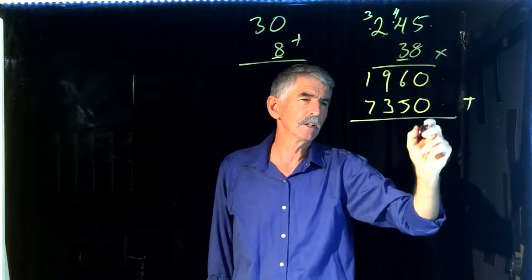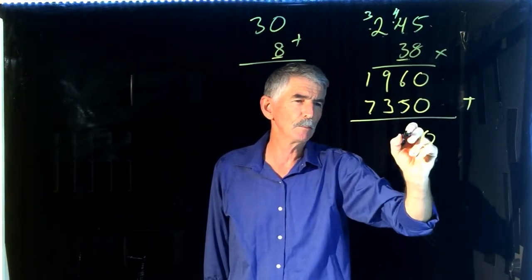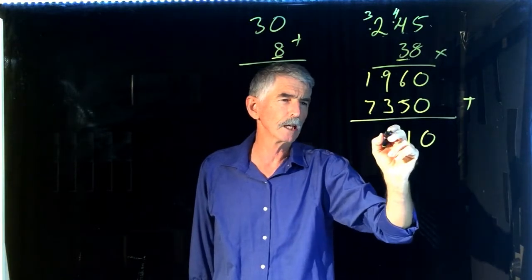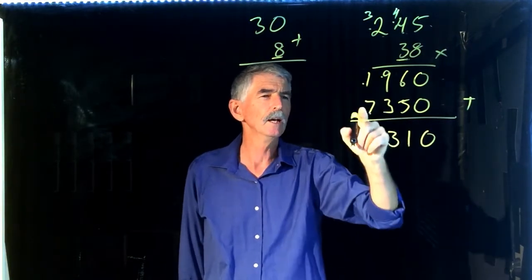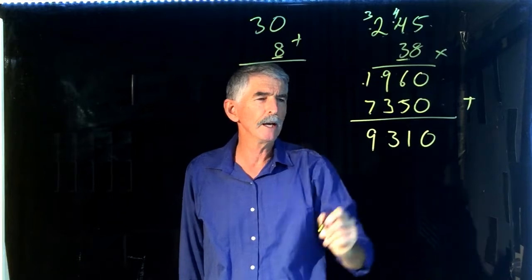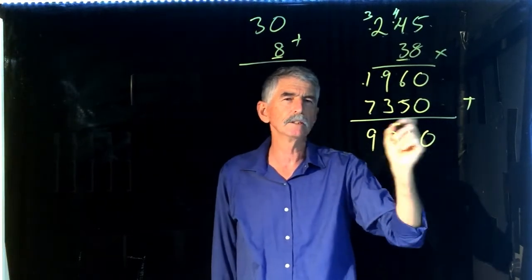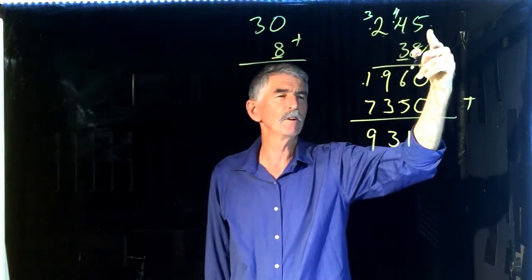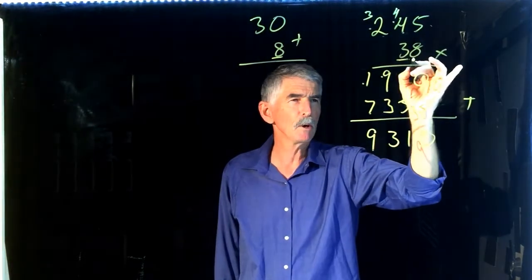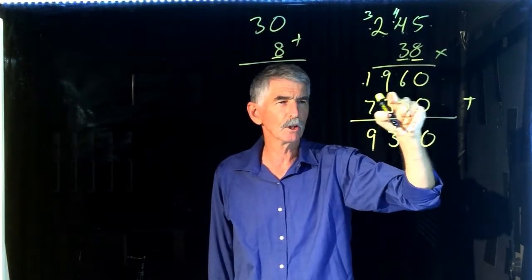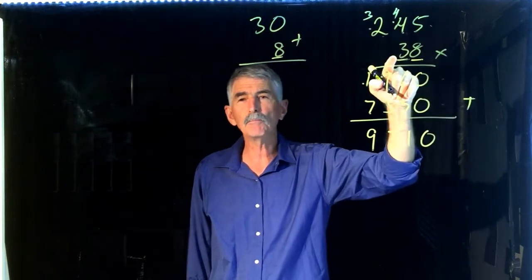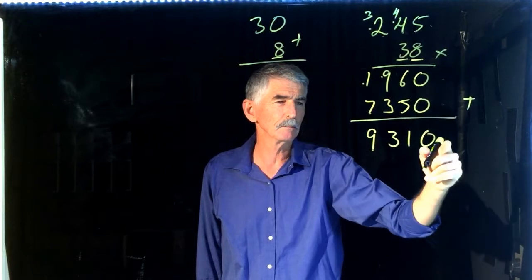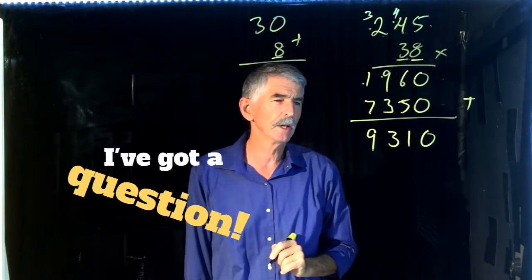So I'm going to go 0 and 0 is 0, 6 and 5 is going to be 11. I put down the 1, I trade up the 1. 9 and 1 is going to be 10 and 1 is going to be 11. I put down the 1, I trade up the 1. 7 and 2 is going to be 9 and my answer is going to be 9,310. So just to recap, I've multiplied 245 by 38. First I multiplied by 8 ones, which is this row here, and then I've multiplied by 3 tens, which is this row here, and then I've added the two together and I've come up with 9,310.